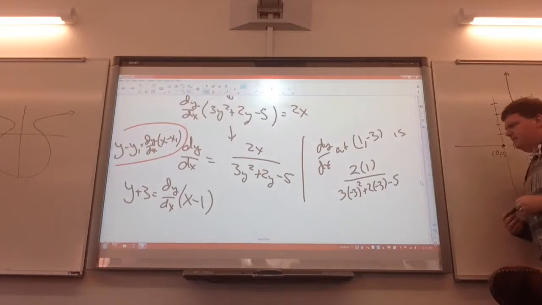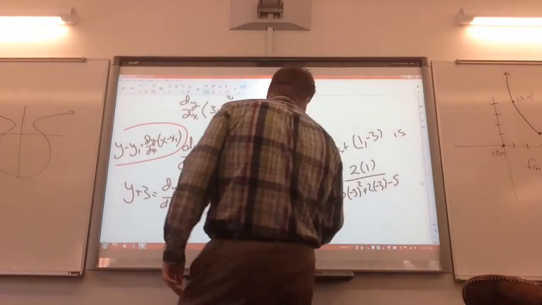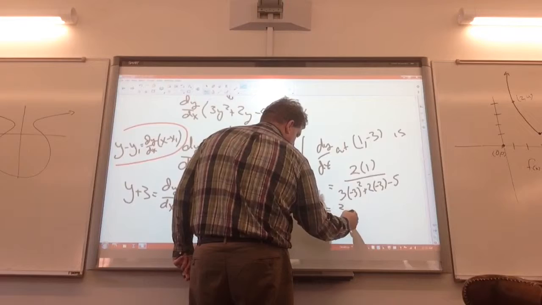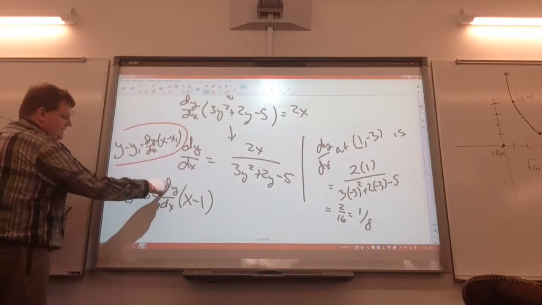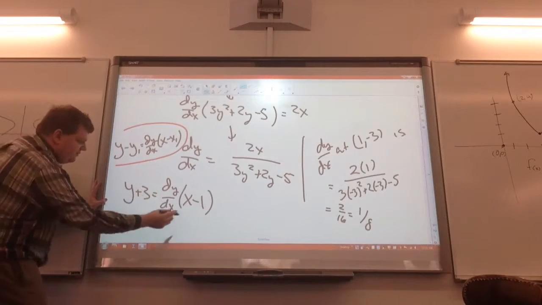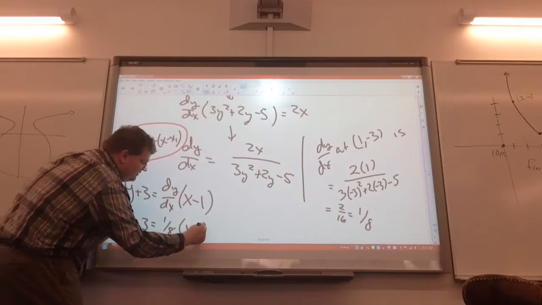So 27 minus 6, minus 5, so 27 minus 11. What's that going to be? 16. Okay? So it's 2 over 16, so 1/8. So this dy by dx, we would replace it with 1/8. So my tangent line is really y plus 3 equals 1/8 times x minus 1.